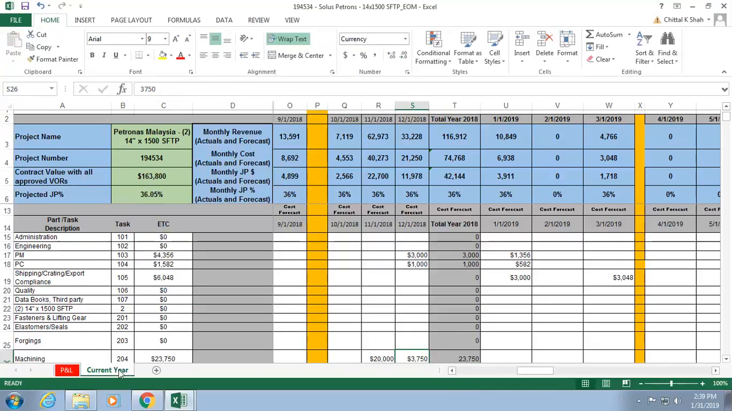Something you will see different for NPD projects: you will have no JP, because you will be forecasting cost since there is no profit to it. So you will have that as a difference when you look at it.